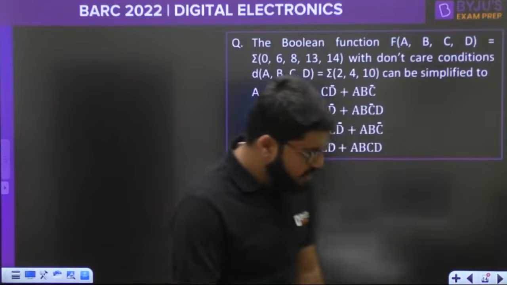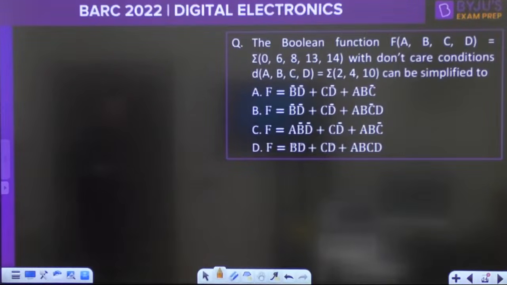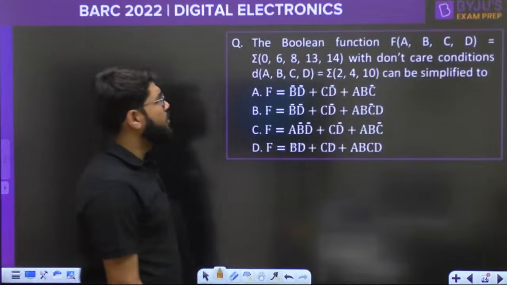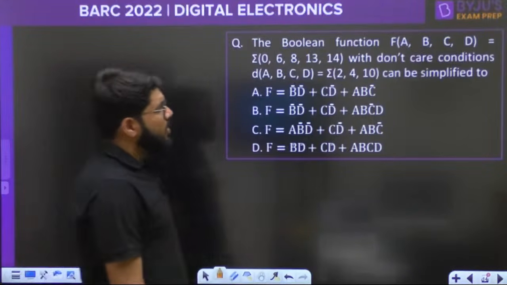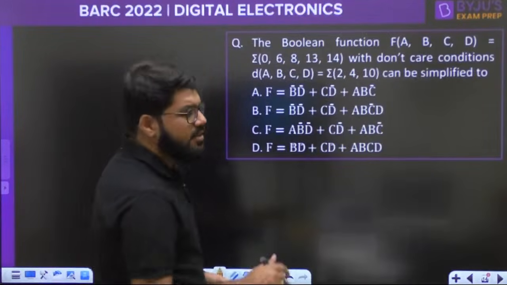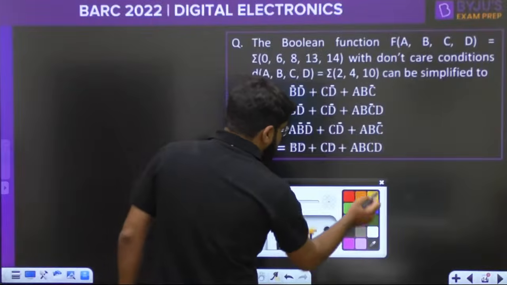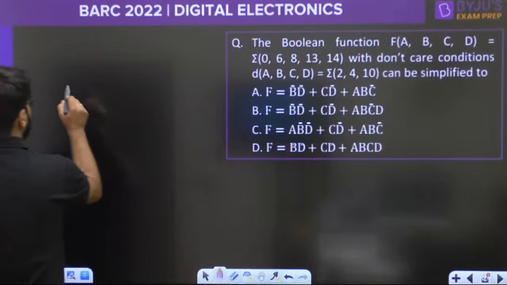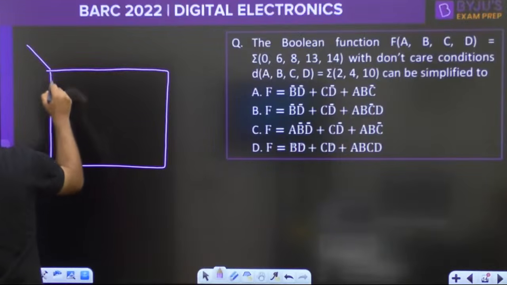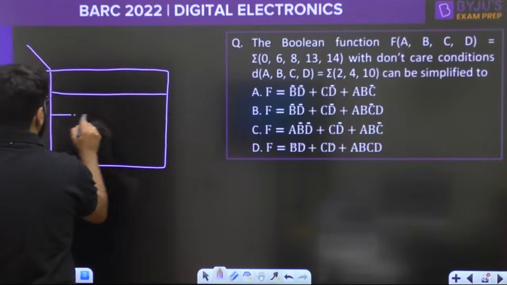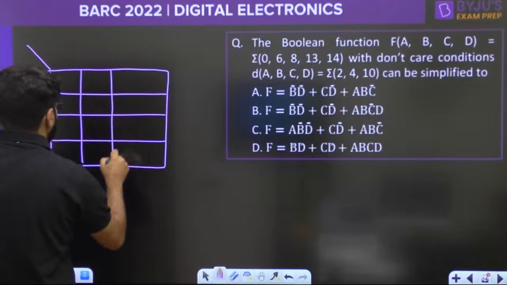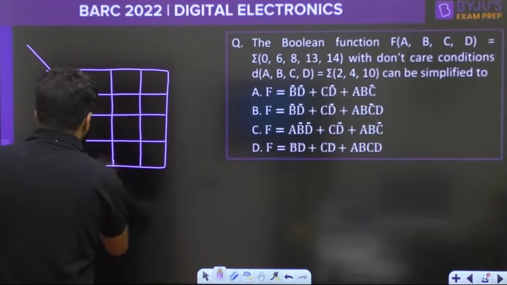Okay, so the Boolean function f is equal to summation of minterms 0, 6, 8, 13, 14 with the don't care combinations can be simplified to. Because it involves a 4 variable function, let's take it as a K-map problem and try to solve this quickly. Then we will go to the important combinational circuits questions also.